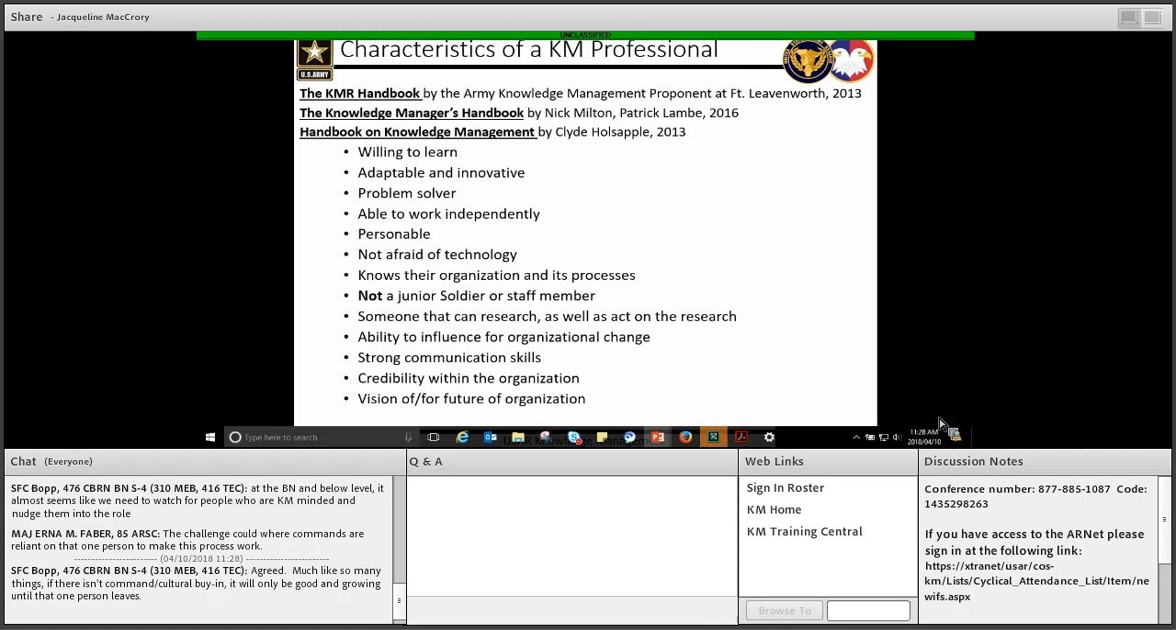But again, go ahead. Well, when I saw that bullet, this is Major Finn again, not a junior soldier, is what I've seen happen in organizations is that the junior soldier gets it because they get tasked to do it because people think they don't have anything else better to do, right.